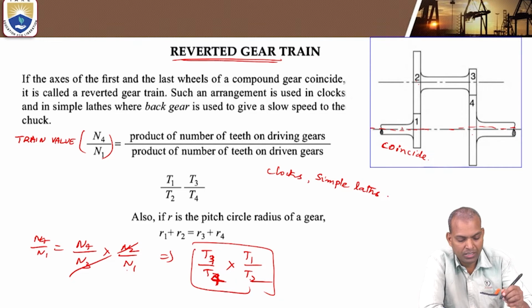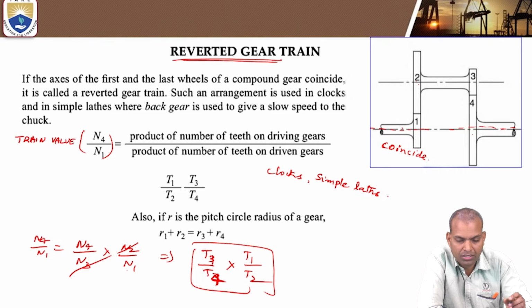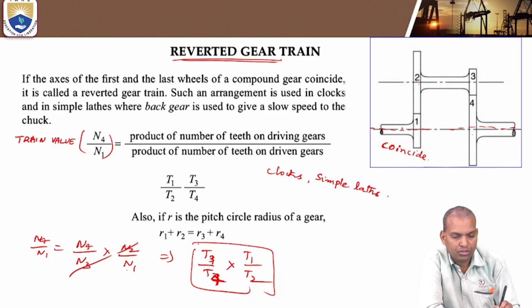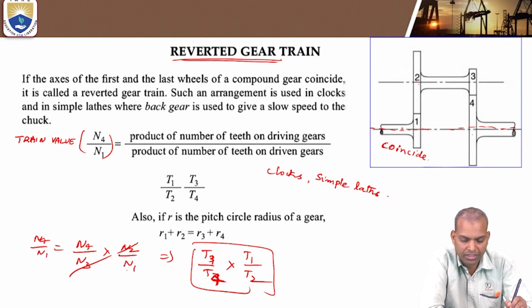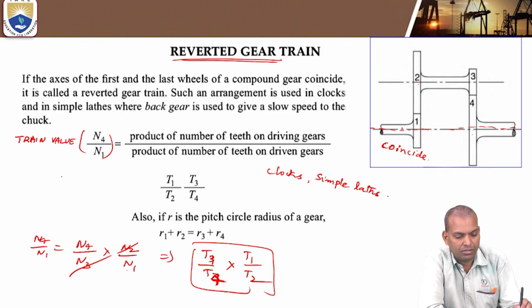So this means T1, T3. What are T1 and T3? They are the driver gears, the product of the number of teeth on the driving gears, and T2, T4 are the follower or driven gears. So the product of the number of teeth on the driving gears divided by that of the follower gears gives another type of gear train, and the train value N4 by N1 equals T1 T3 by T2 T4.